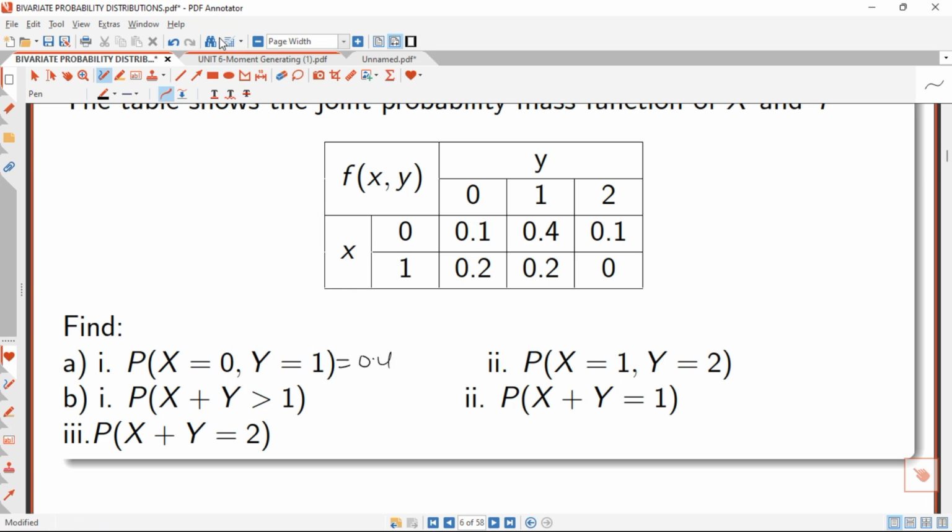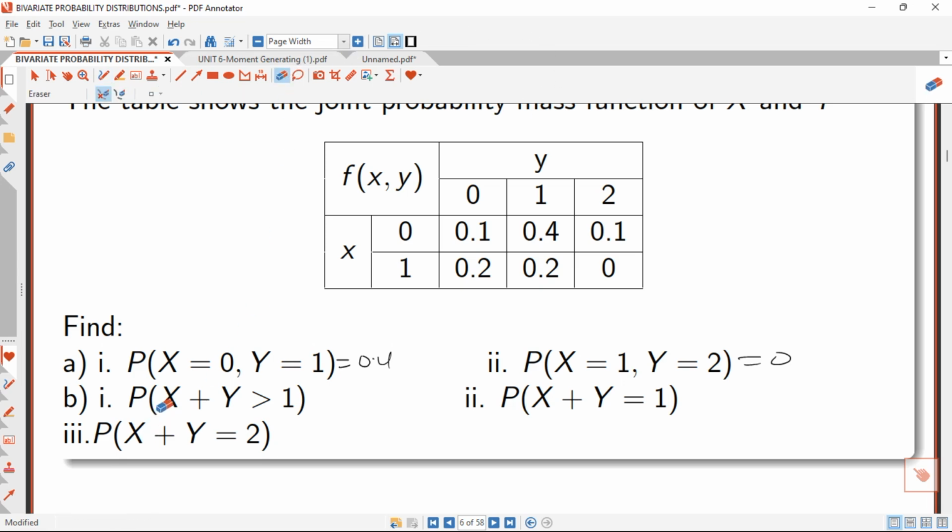The second question says we should find the probability that x is equal to 1 and y is equal to 2. We come to our x section, where x is equal to 1 is here, and we come to the y section, where y is equal to 2 is also here. Where are they meeting? They are meeting at 0. So that probability is equal to 0, and that is our result.